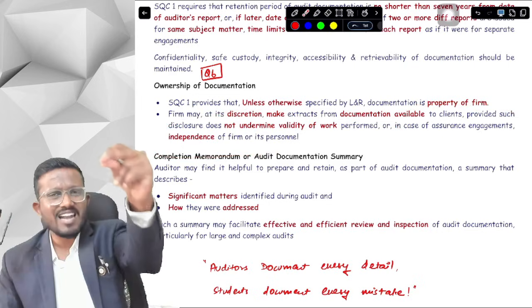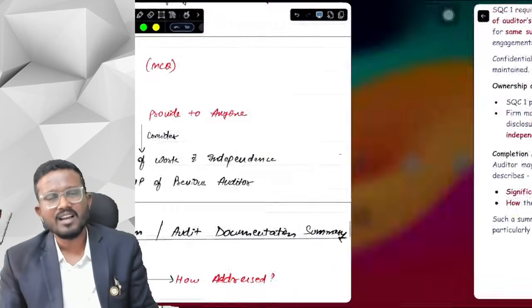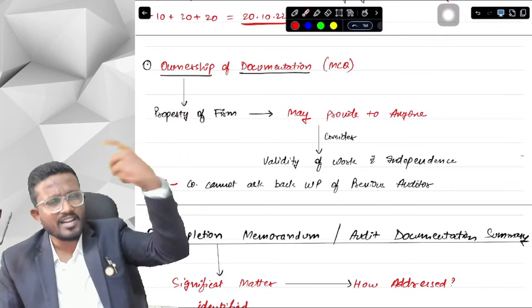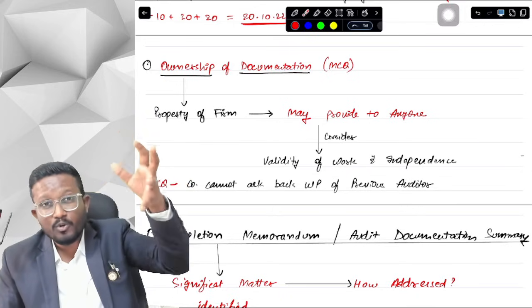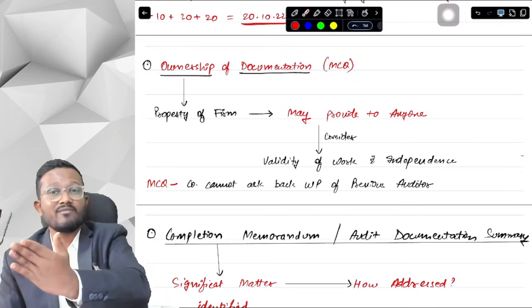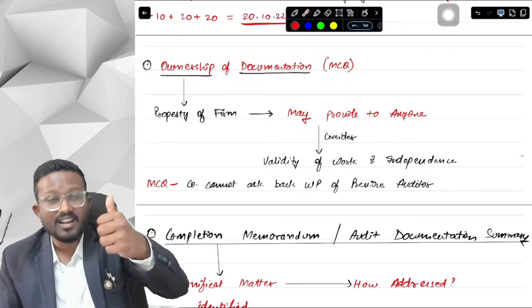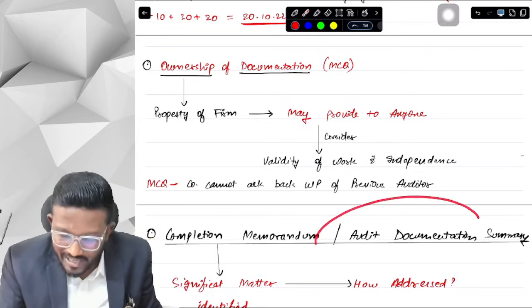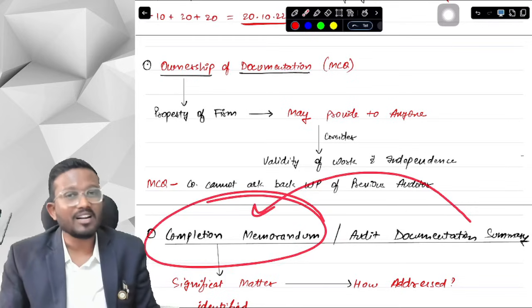Okay, yes sir. The last point is the completion memorandum or audit documentation summary. In case of large audits, we have so much audit documentation. When we want to review it, will we be able to review the whole audit documentation in one go? No sir. So for large audits, to make the review efficient and effective, we maintain an audit documentation summary, which is called the completion memorandum.